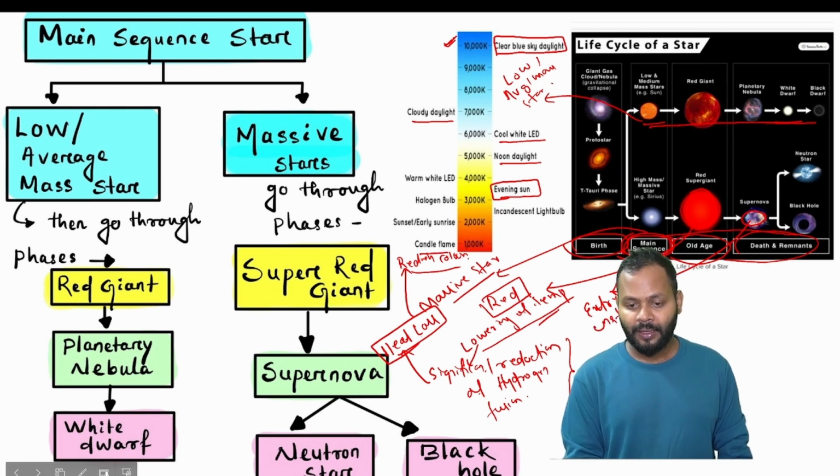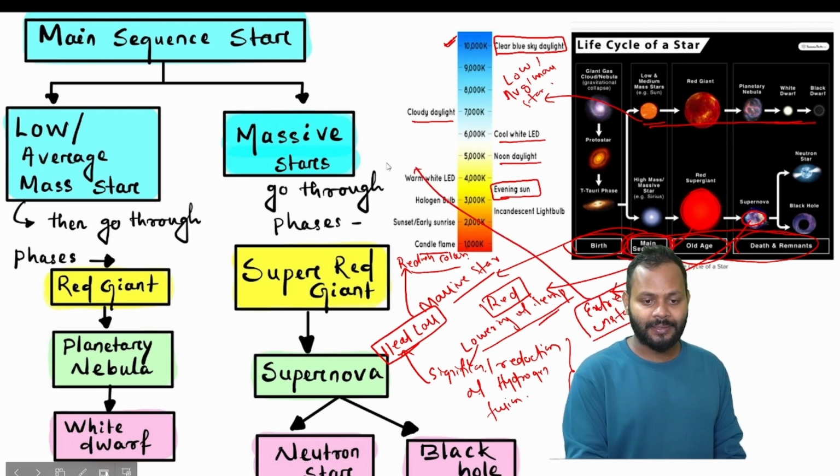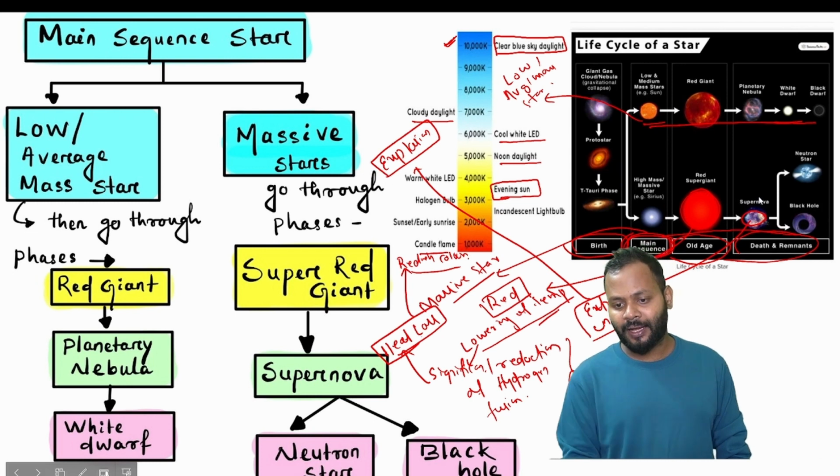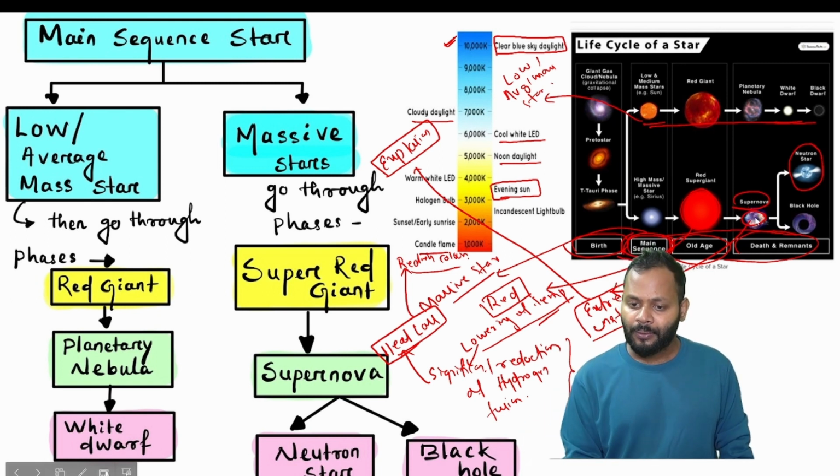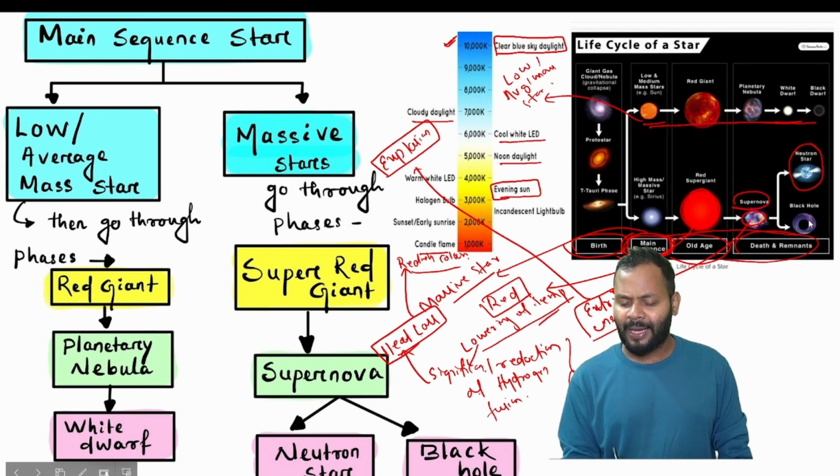When the star is in a phase of extreme instability, an explosion takes place. This explosion is called a supernova explosion. After that explosion, the remnant is either a neutron star or a black hole. It is not possible for one star to give both a neutron star and a black hole. After the supernova explosion, maybe there is a neutron star, maybe there is a black hole.